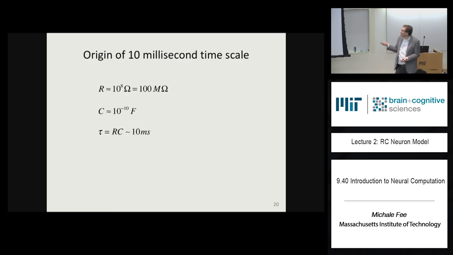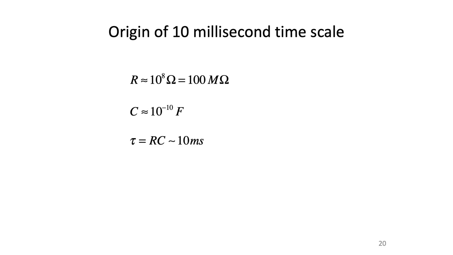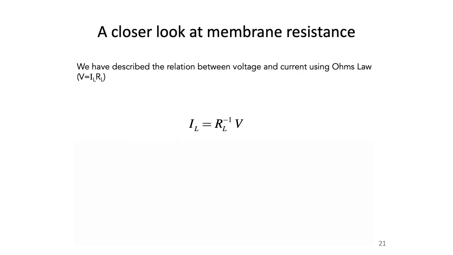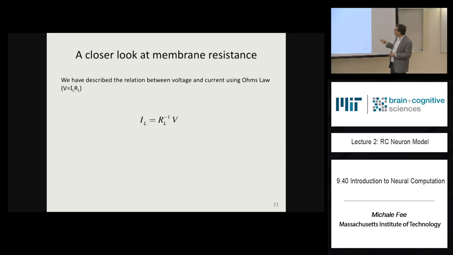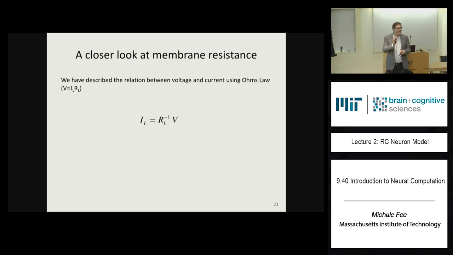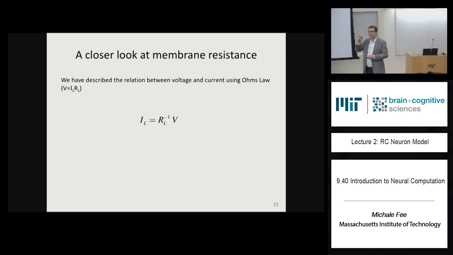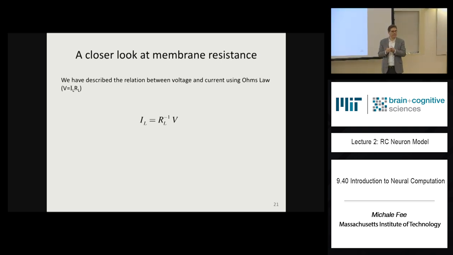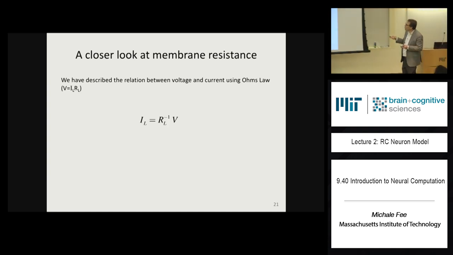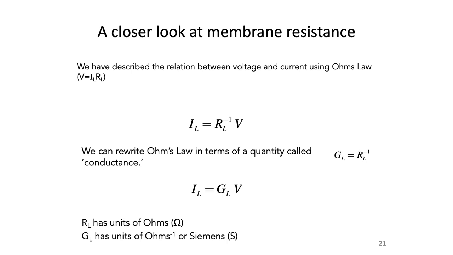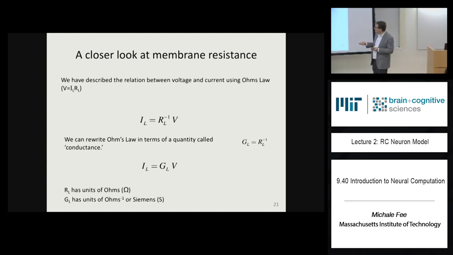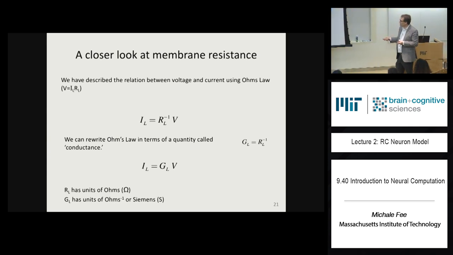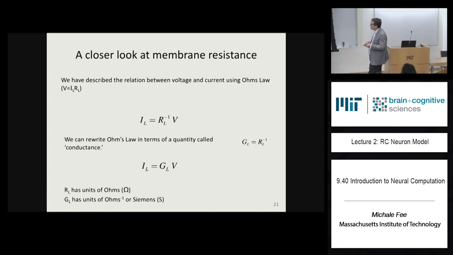Okay? So let's take a closer look at what this resistance and capacitance look like in a neuron. We've described the relation between leak current and voltage as current equals voltage over resistance. But rather than using resistance to think about currents flowing through a membrane, it's usually much more useful to think about conductance. Conductance is just 1 over resistance. We use the symbol G for conductance, so G equals 1 over R. Now we can write Ohm's law as I equals G times V. Resistance has units of ohms, and conductance has units of inverse ohms, or siemens, which is the SI unit for conductance.